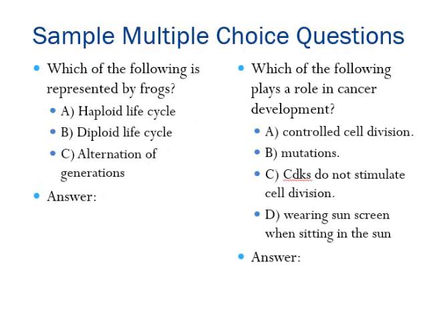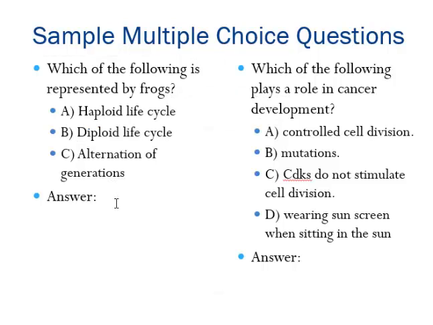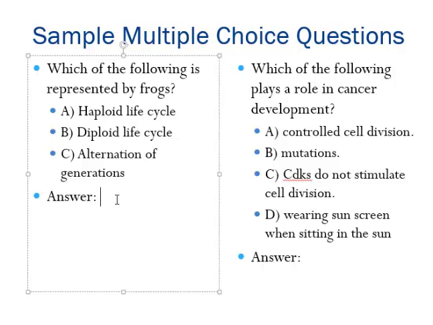And let's take a look at some multiple choices quickly over here. Which of the following is represented by frogs? Frogs are advanced life forms, or at least they're animals. Certainly they're not bacteria or fungi or anything like that. And they represent the diploid life cycle, which is mitosis, in the idea that there are pairs of chromosomes for every chromosome that they have. And so therefore the correct answer is B.